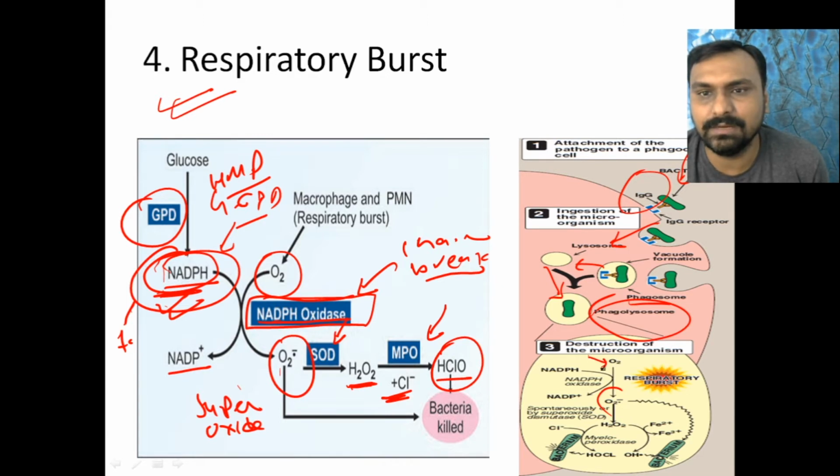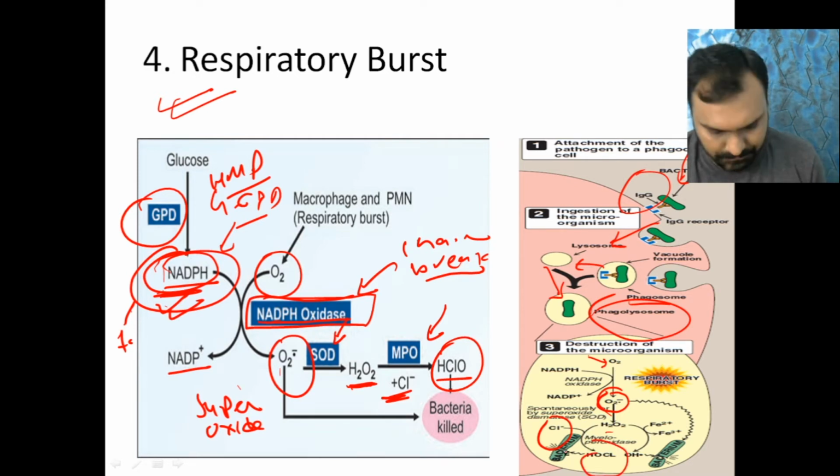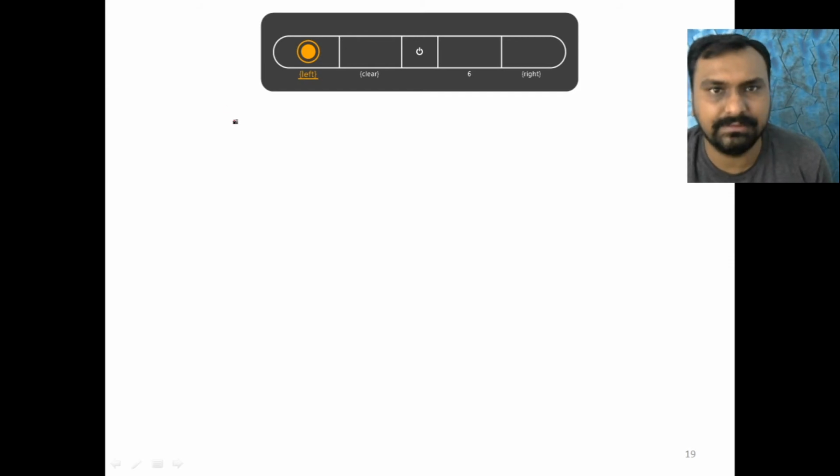So oxygen here is converted to superoxide radical by the NADPH oxidase enzyme. This superoxide radical is converted to H2O2 by the superoxide dismutase enzyme, and this H2O2, with the help of chloride, is converted to hypochlorous acid that can kill the bacteria. Okay, so I will revise it again.